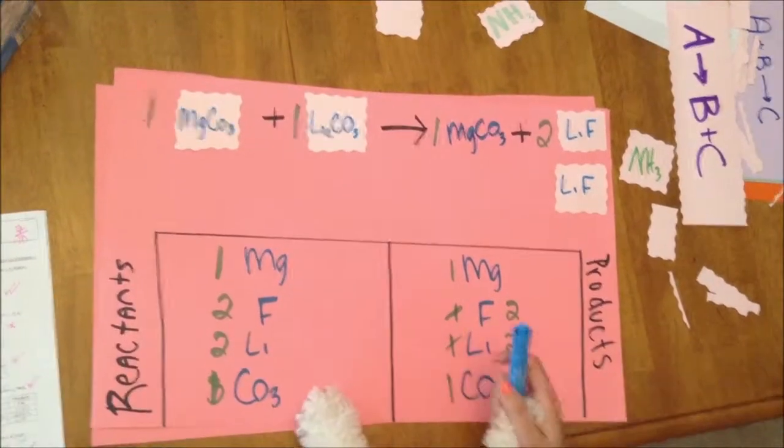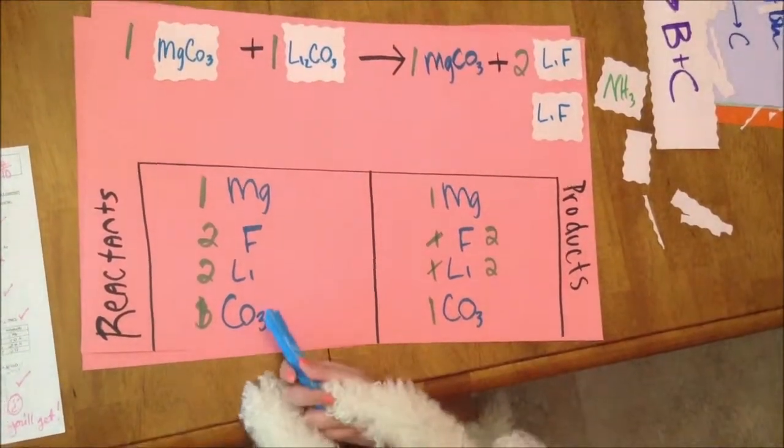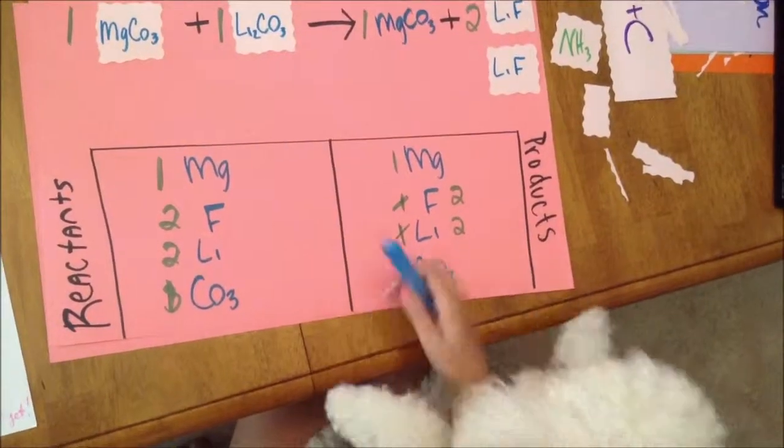Today we'll be doing balancing equations with Bailey. Yay! On this side, we have 1 Mg, 2 F, 2 Li, and 1 CO3. Isn't that right, B? No? Okay.